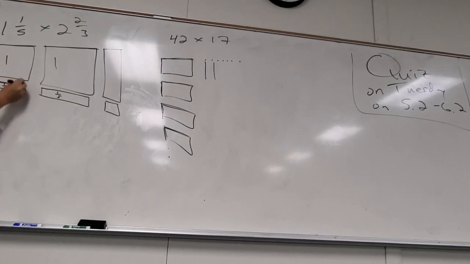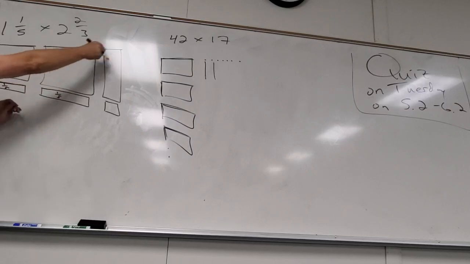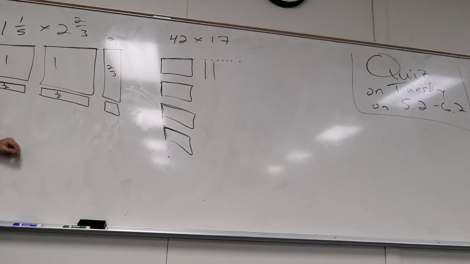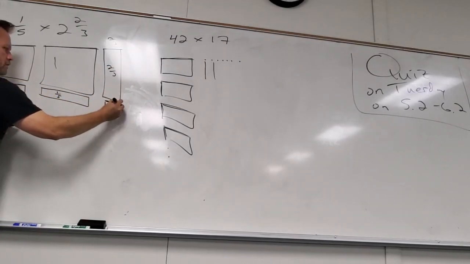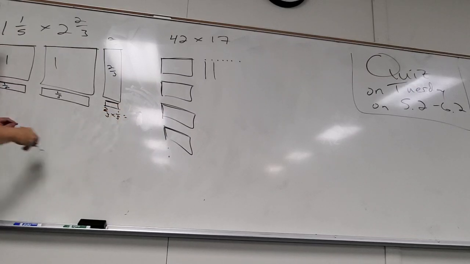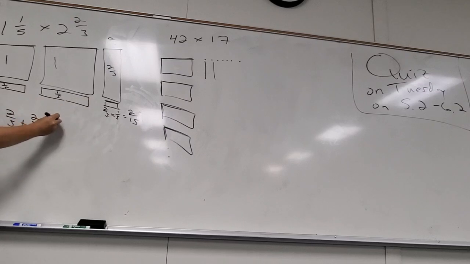This is 1/5 long by 1. So it's 1/5 times 1, plus 1/5 times the other one. So this is 1/5 of 1/5. This was 2/3 times 1, so this is 2/3. This is 2/3 times 1/5. It should be a little skinnier, but it doesn't matter. What would this be then? 2/3 times 1/5. 2/15. So then the answer would be 2 plus 2/5 plus 2/3 plus 2/15.